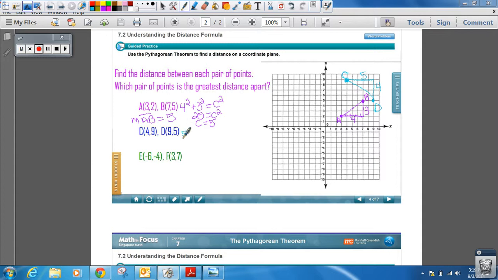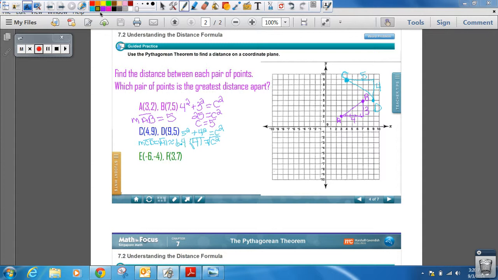So I have 5 squared plus 4 squared equals c squared. 5 squared plus 4 squared is 41 is equal to c squared. Remember, you take the square root of it. So over here I have the measure of CD is equal to the square root of 41, which is approximately 6.4.